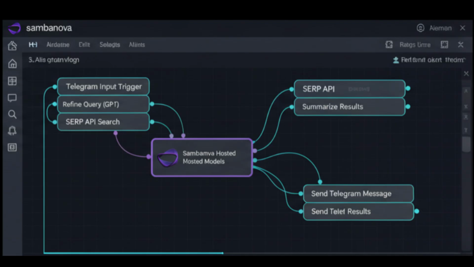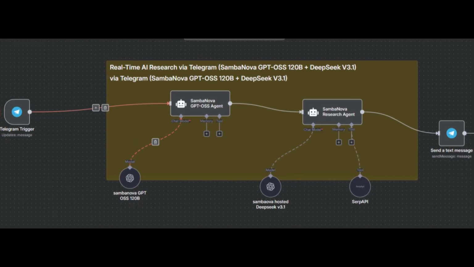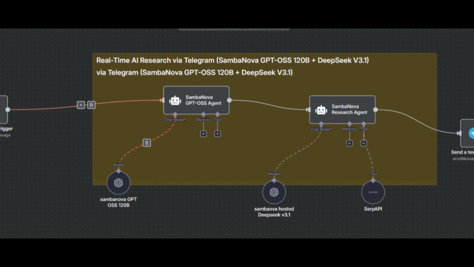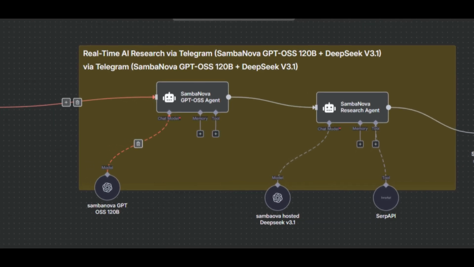Smarter, faster research. Now I'll show you how to build your own AI research assistant without writing a single line of code, step by step in N8N using SambaNova-hosted models. We'll cover each part in detail and finish with a quick live automation test.